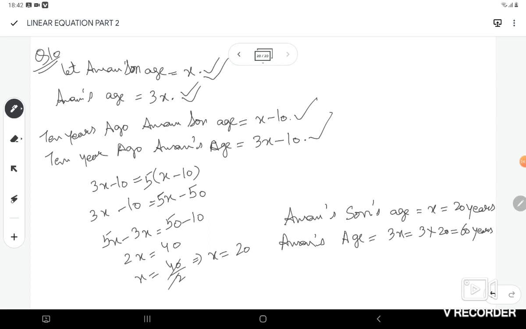And it's given in the question that 10 years ago Aman was 5 times his son's age. So 3x minus 10 equal to 5 times of x minus 10. On transpositioning, we get 5x minus 3x is equal to 50 minus 10. 2x is equal to 40 and x comes out to be equal to 20. So Aman's present age is equal to 3x, that is 3 into 20 equal to 60 years, and Aman's son's present age is equal to x, which comes out to be equal to 20 years.